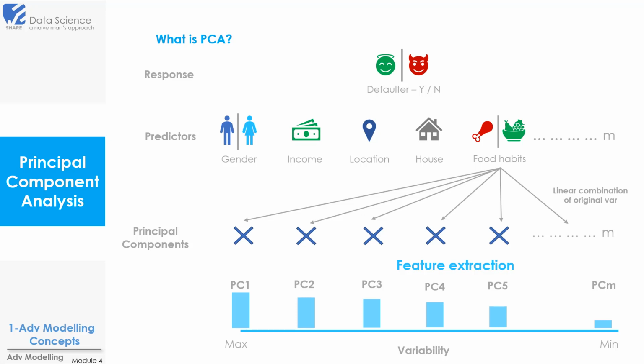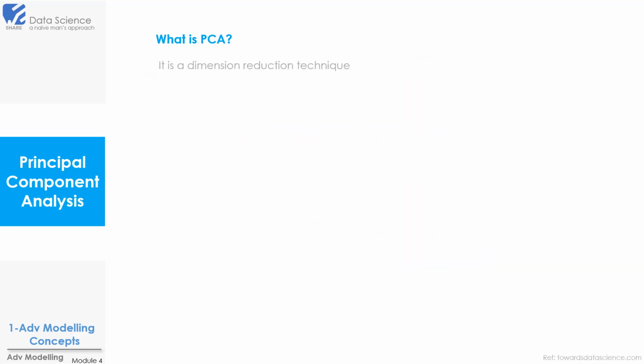Now let's see what the definition of PCA is. As I said earlier, PCA is a dimension reduction technique. A principal component is an orthogonal linear combination of the original predictors. And principal components are orthogonal to each other. It means that they are independent of each other or they are perpendicular to each other.